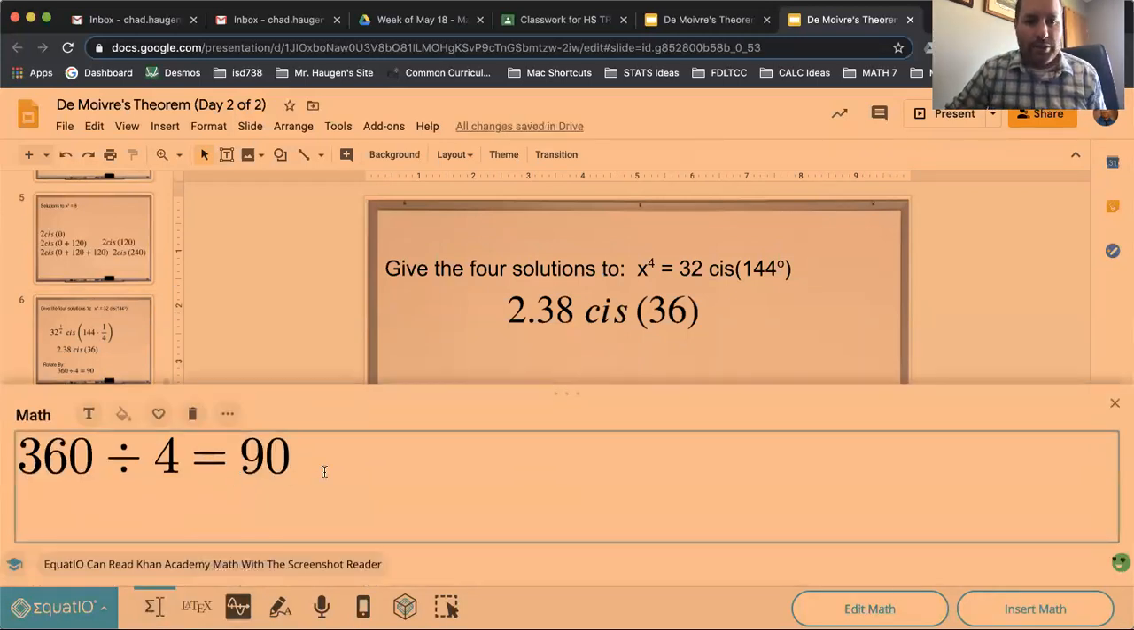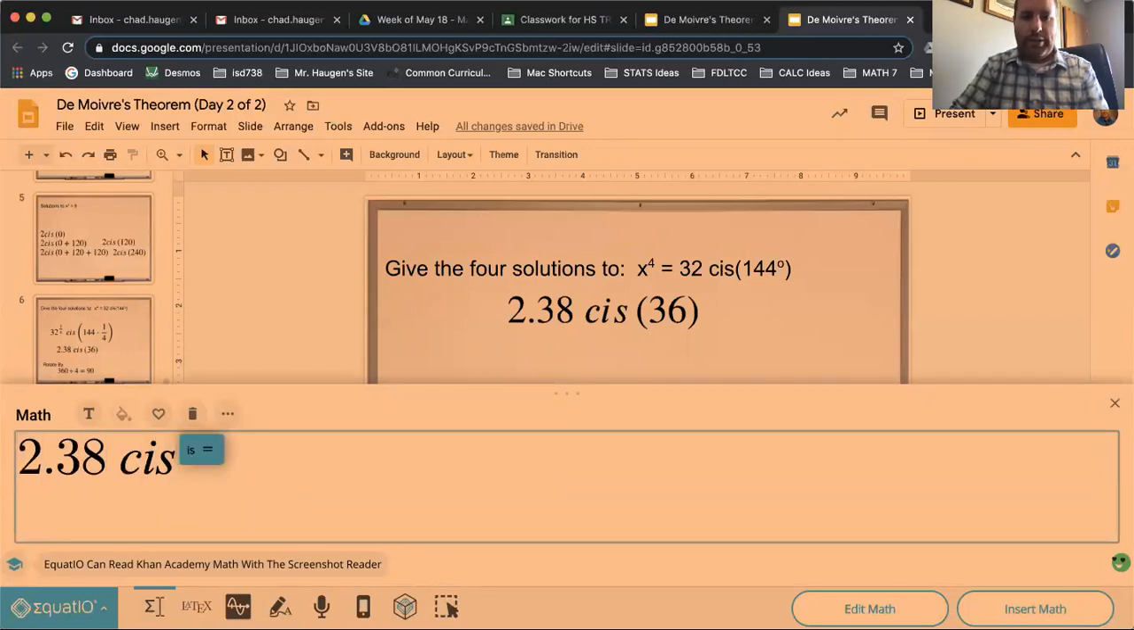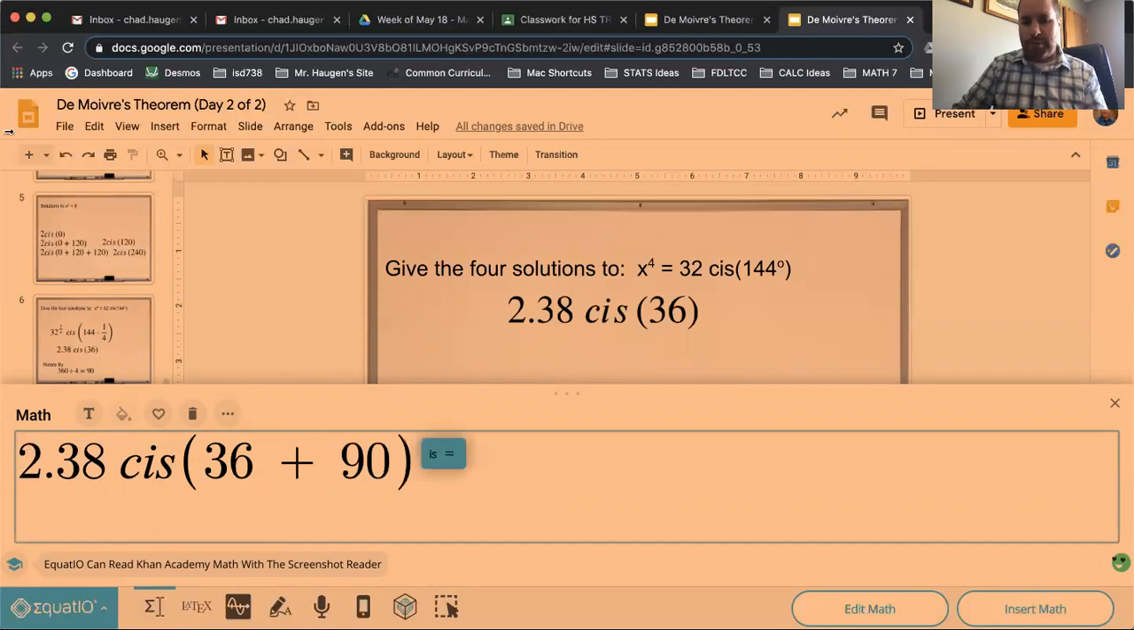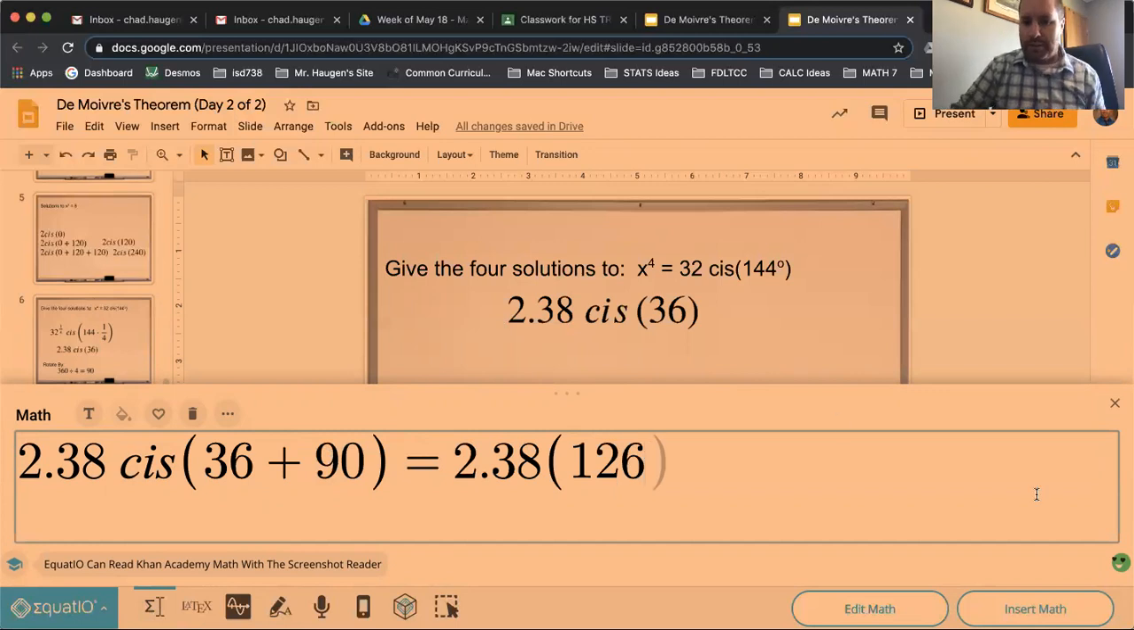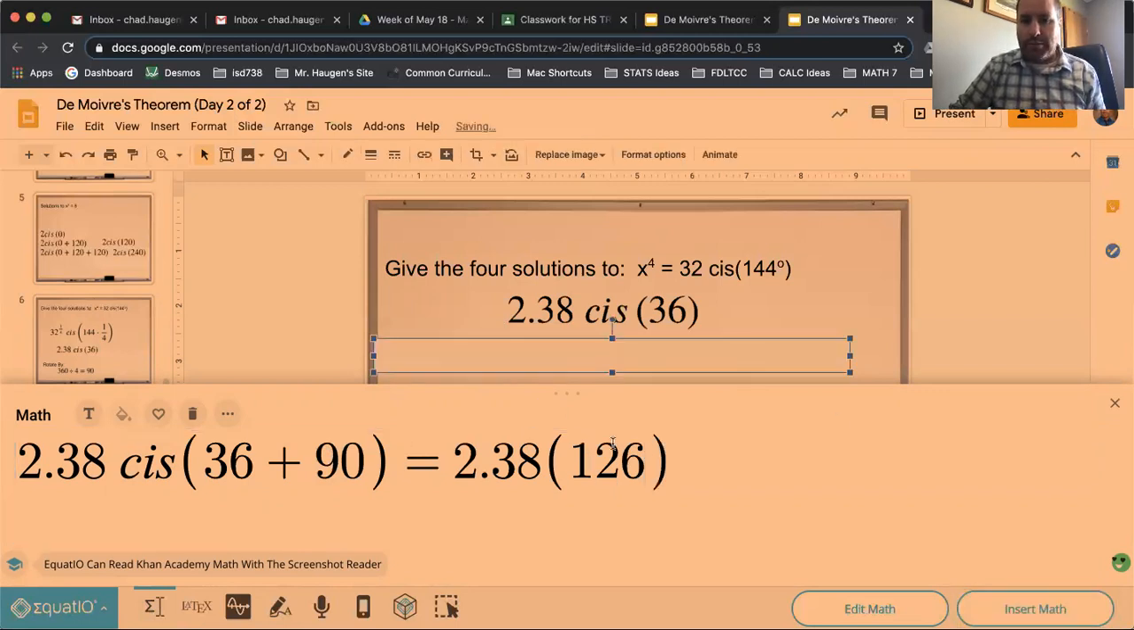The next solution is going to be 2.38 cis (36 plus 90). That's going to be there, right? Which is 2.38 times, well, in this case, 36 plus 90 is going to be 126. So there's our next result, 126.